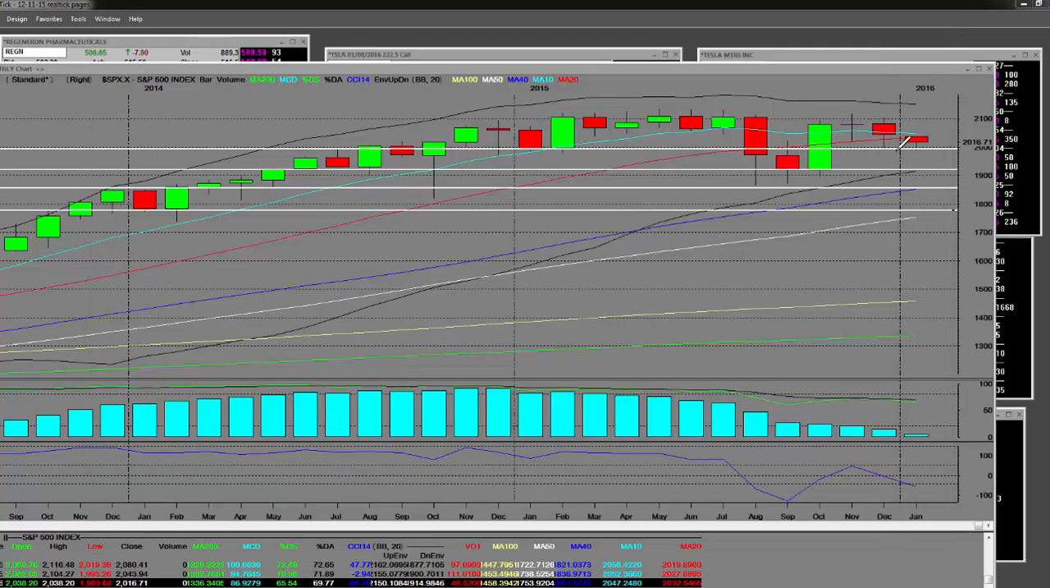I'm calling a bear move on the S&P once again, and we're starting to technically break down. We said that we would.